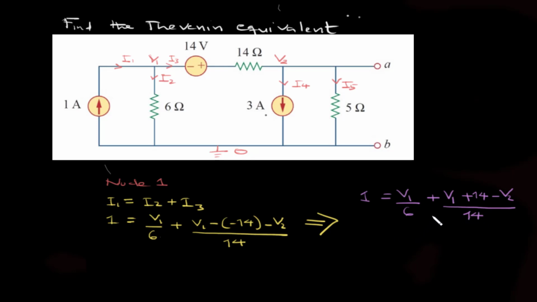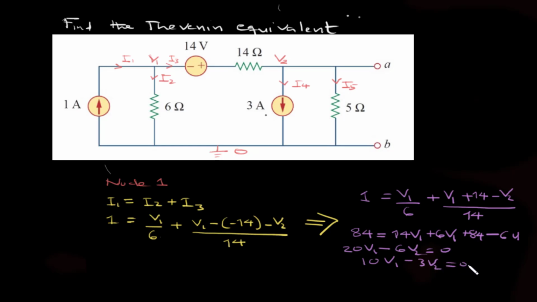So this is similar to 84 equals 14 V1 plus 6 V1 plus 84 minus 6 V2, which gives 20 V1 minus 6 V2 equals 0, which equals 10 V1 minus 3 V2 equals 0. This is equation number 1 that we're going to solve.